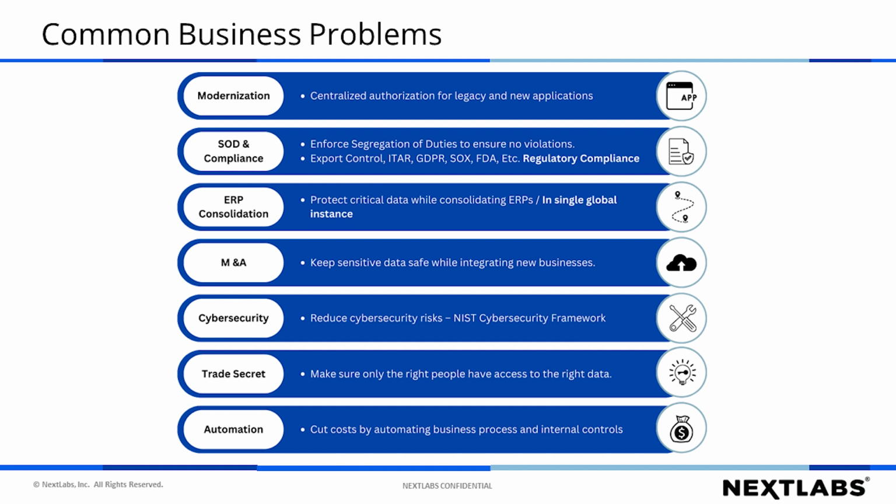And then trade secrets. This is in addition to data that's controlled by regulations. There's also trade secrets and intellectual property that are a competitive advantage that a lot of our customers want to protect and make sure that only authorized people have access to that, even as they're maybe needed when they're collaborating with other organizations. So controlling access to that data.